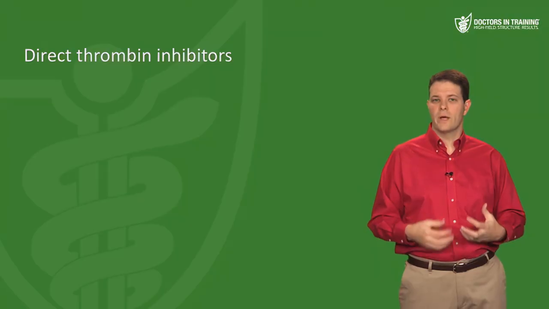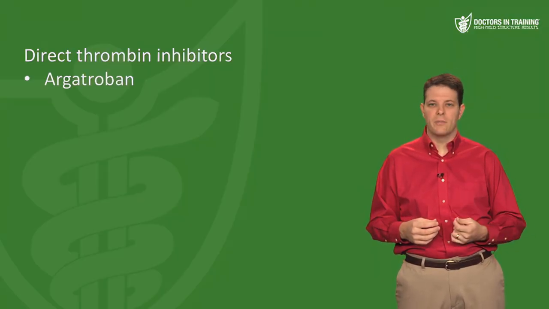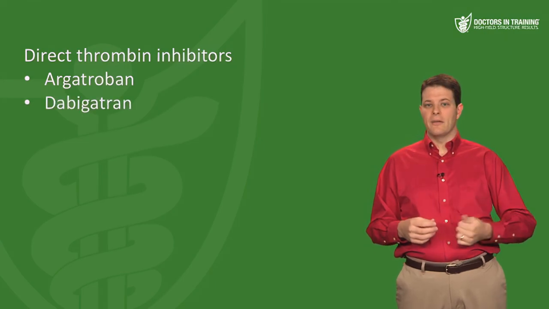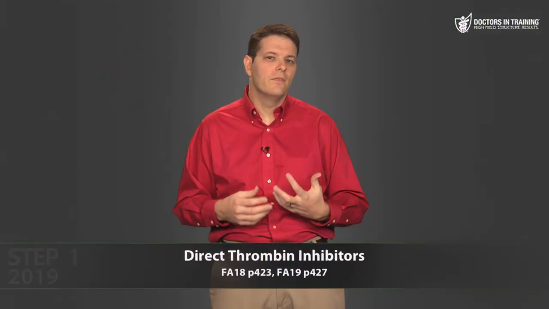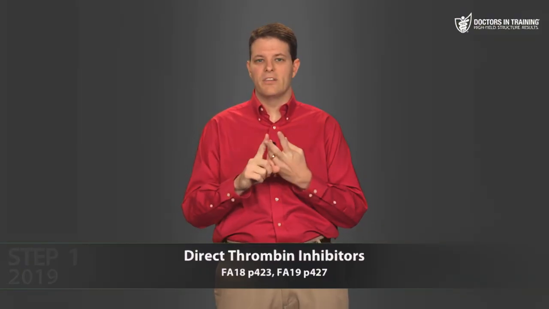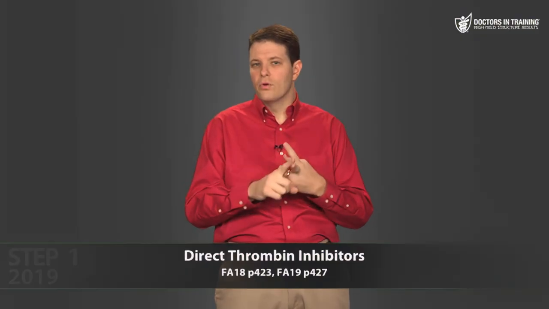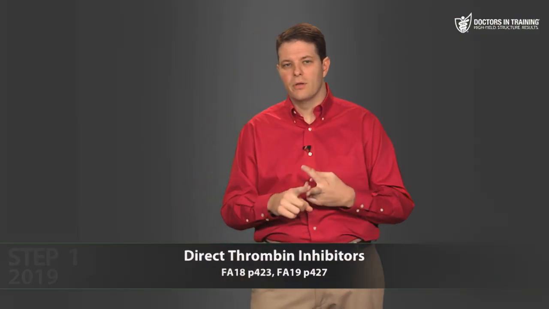Now there are other direct thrombin inhibitors that aren't derivatives of hirudin, including argatroban, and there's a newer one called dabigatran. Now anyway, if you have a patient with heparin-induced thrombocytopenia, you need to stop the heparin, then you're going to need to start a different anticoagulant. And some of these direct thrombin inhibitors are approved for that use, for treating heparin-induced thrombocytopenia.